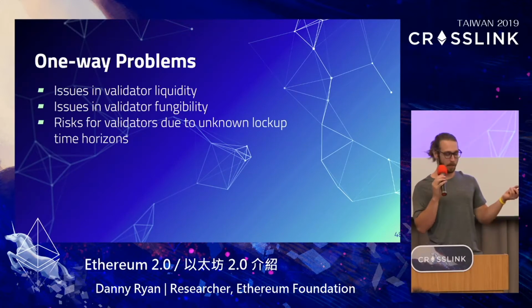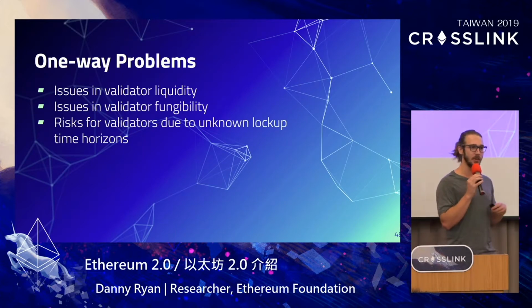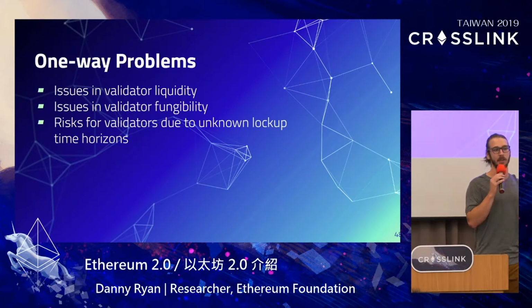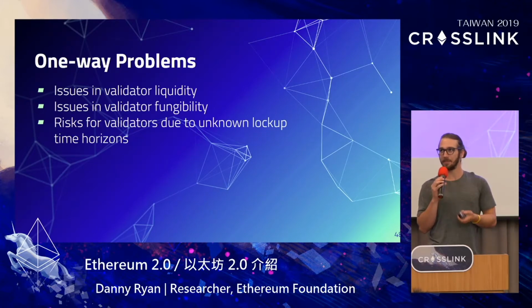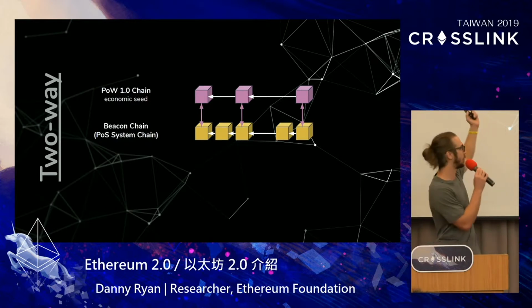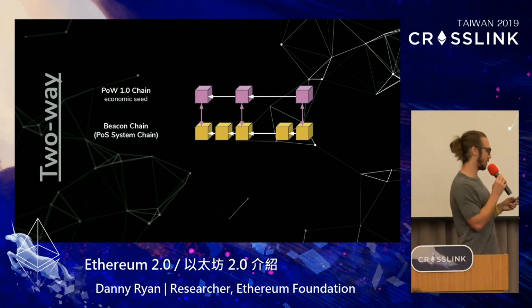We want to encourage validation in these early phases, but there's definitely a high risk because there's an unknown lockup period, so we're also looking to mitigate that. So, the two-way bridge: transfers in both directions.